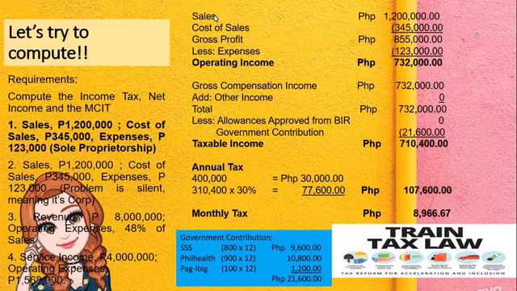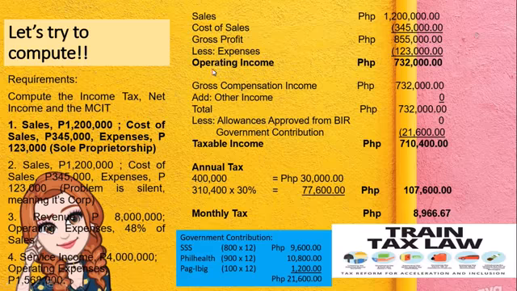Okay. So we have sales of 1,200,000 less the cost of sales of 345,000. So the gross profit is 855,000. Minus the expenses of 123,000. So we have the operating income of 732,000. This operating income will now be our basis to compute the tax of the sole proprietor.